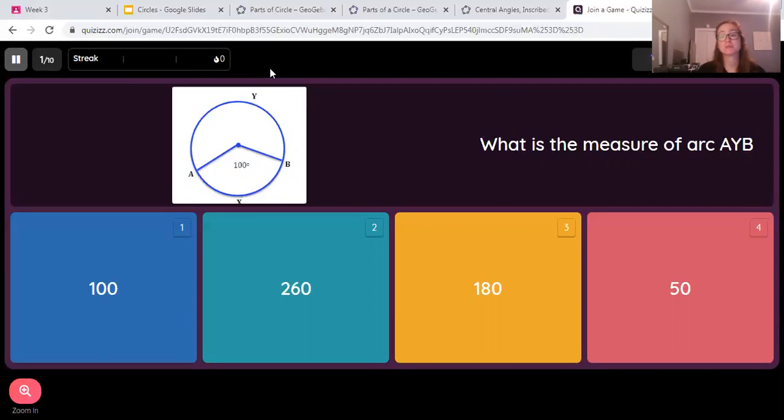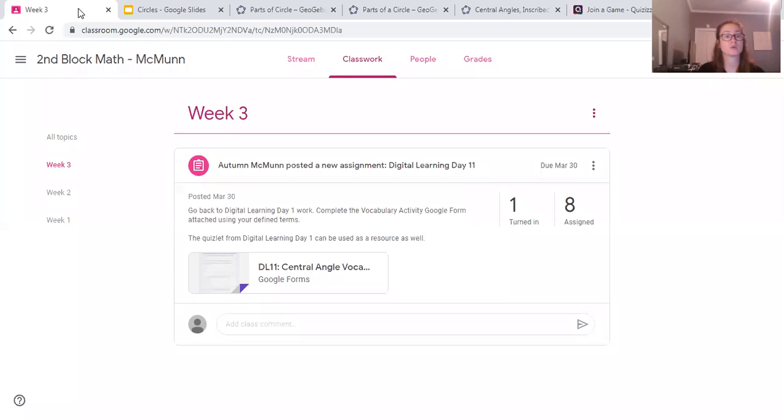We're going to keep the same schedule every single week. We're just going to have a new topic every week. So make sure you're checking your Google Classroom and you are completing the assignments because that is where your weekly grade comes from. Okay, so now let's talk about the central angles.